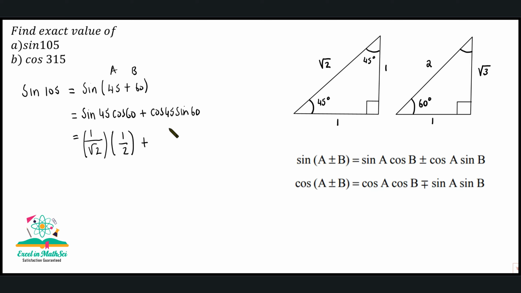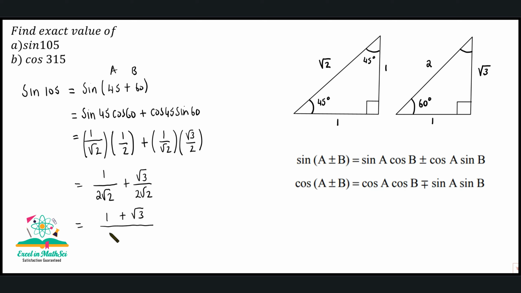Then you have cos of 45, again that's 1 over root 2, and sine of 60 is opposite over hypotenuse, which is root 3 over 2. So my final answer, putting that up as a single fraction, will be root 2 plus root 3 over 2 root 2. And that will be my final answer for that.